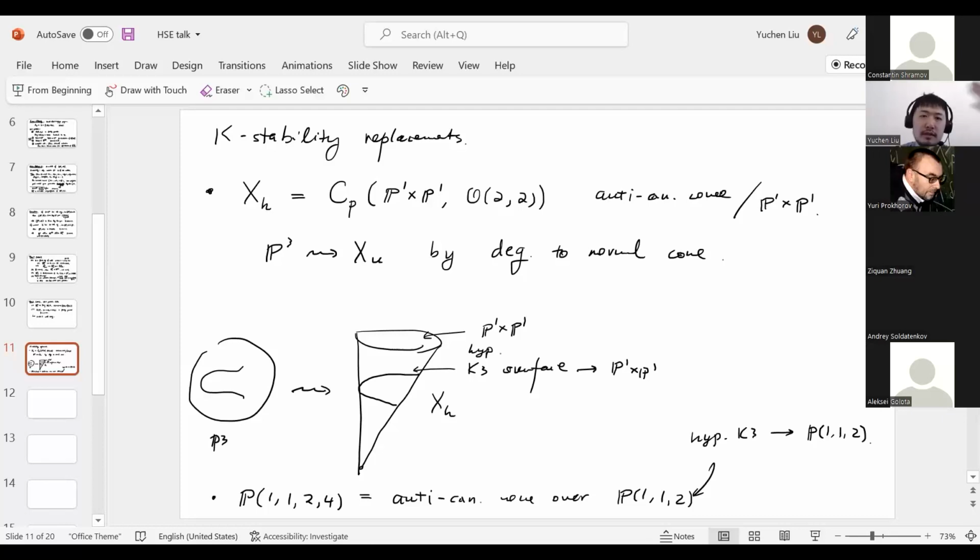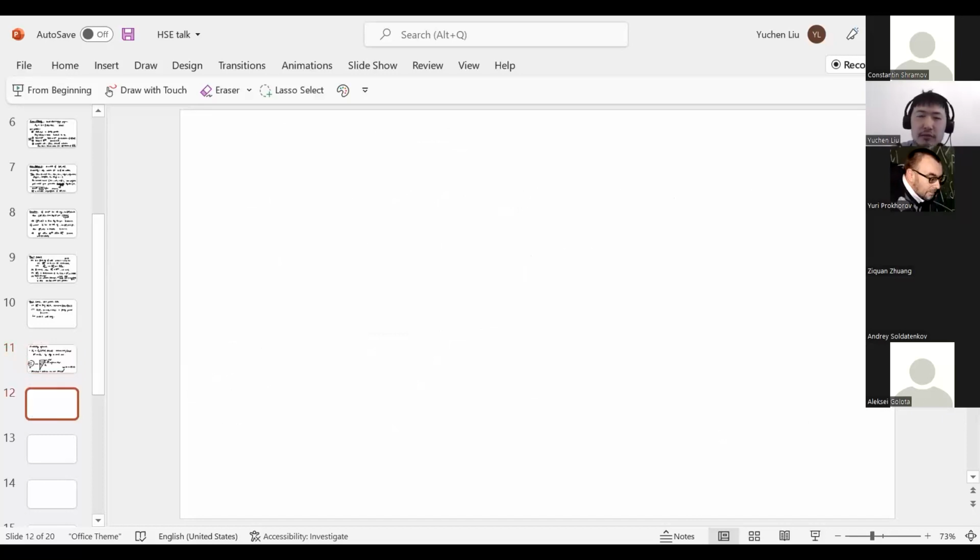So the degeneration is very similar. And then there's a third degeneration, which we call XU. This is a very interesting one. It's birational to a P(1,2,3) bundle over C0.